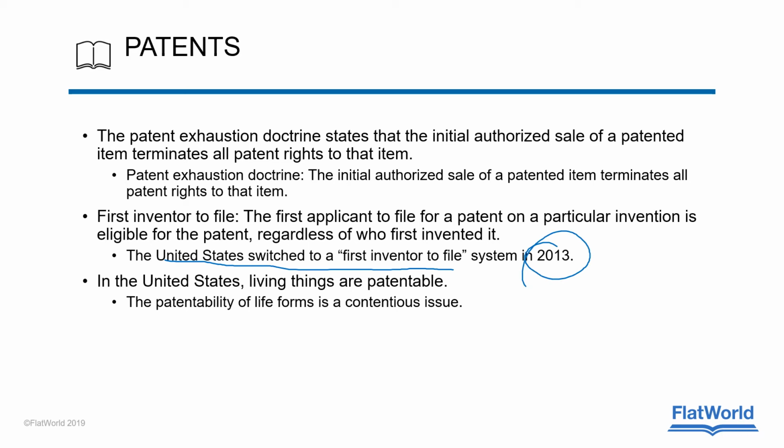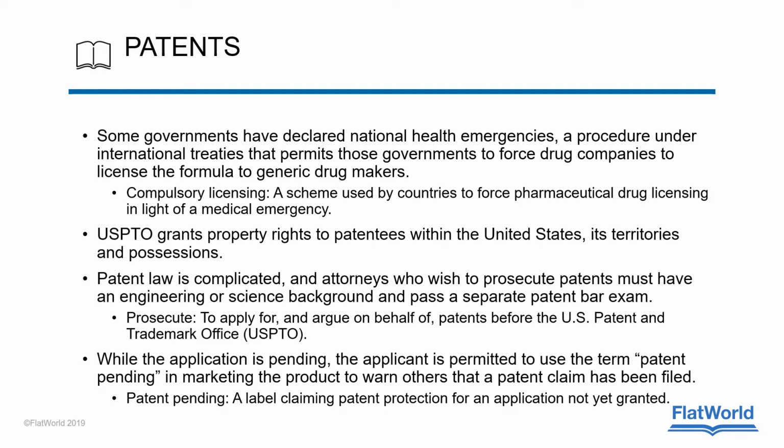And interestingly, in the United States, as opposed to other countries like Canada, living things are patentable. The patentability of life forms is a very contentious issue. The book mentions the specialized, genetically engineered mice that are designed to grow cancer. With respect to limiting patent rights, some governments have declared national health emergencies in order to permit themselves to force drug companies to license the formula to generic drug makers. So this is a type of licensing called compulsory licensing.